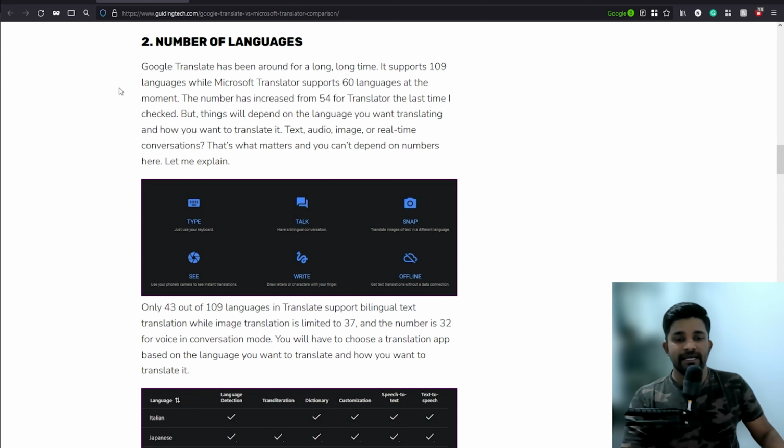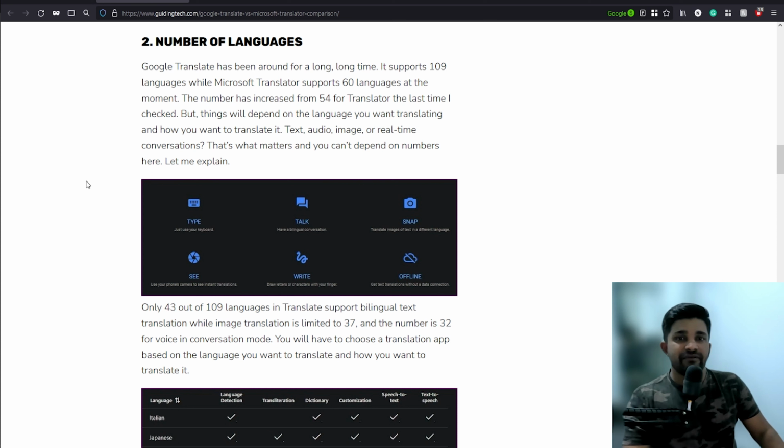So Google Translate has been around for a long time. They offer and support so many languages, but there are some limitations even there as well. So both Google and Microsoft, by the way, Microsoft's language translation product is known as Microsoft Translator.